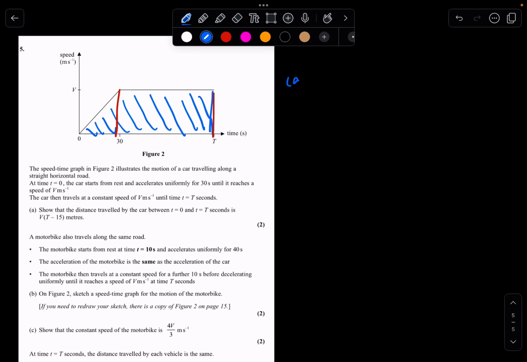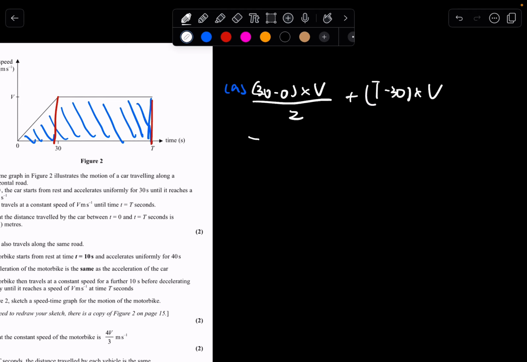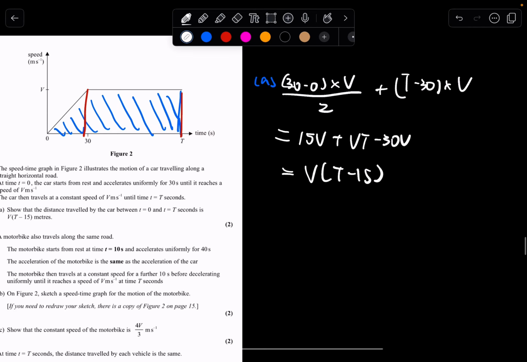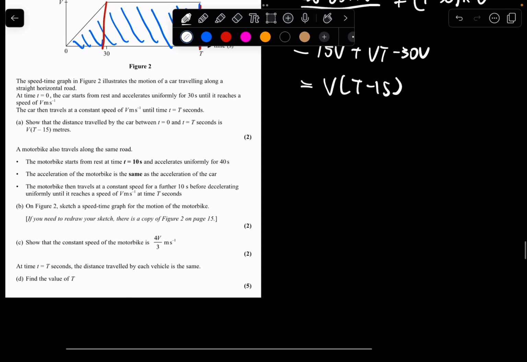So part A, I should just write here. From 0 to 30, the time is 30 minus 0, times the height v, divided by 2 for the triangle. Then we add the rectangle area, which is t minus 30 for the time, and the height is v, and we don't divide by 2 because this is a rectangle. The triangle gives 15v, and the rectangle gives vt minus 30v, so the whole expression is v times (t minus 15), which is what we are trying to show.